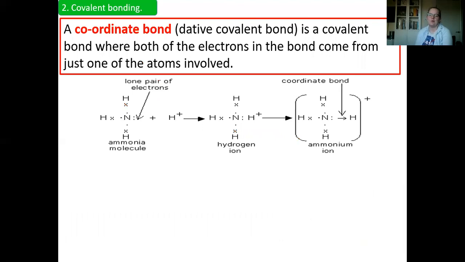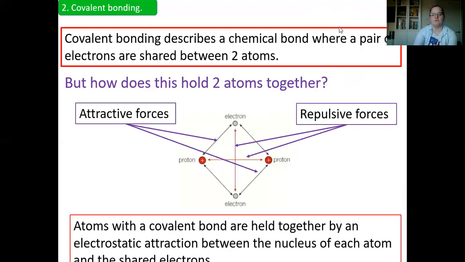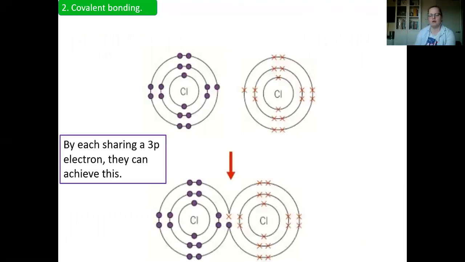We also get a coordinate bond or a dative covalent bond. It has two different names, but they mean exactly the same thing. It's a covalent bond in which both electrons in the bond come from the same atom. If we look here at chlorine, they're sharing a pair of electrons. One electron has come from this chlorine atom, one electron has come from this chlorine atom.